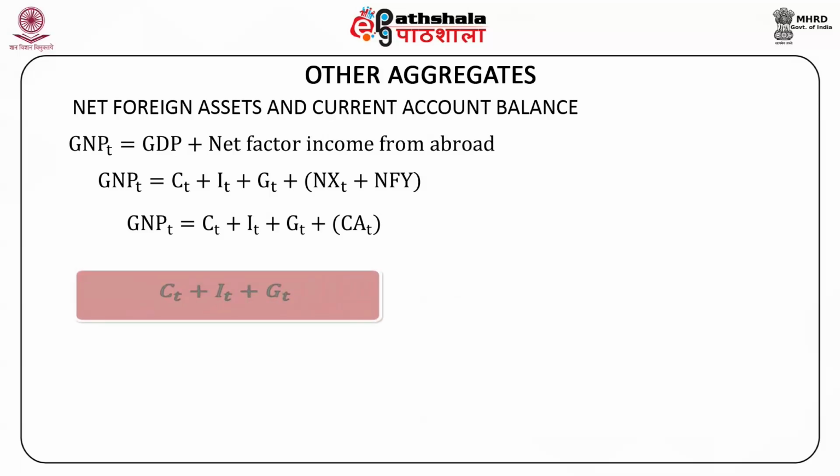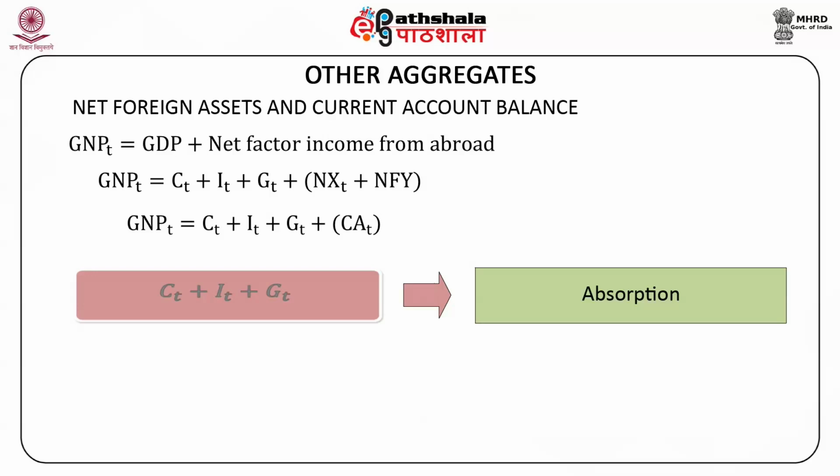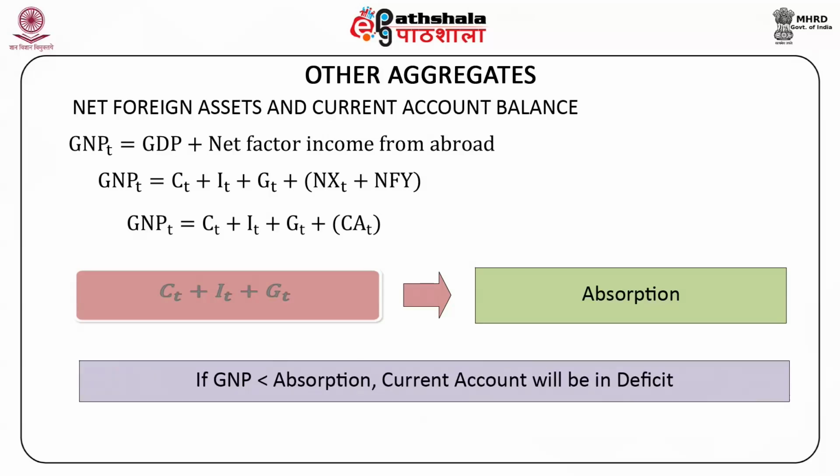This provides another interpretation of the GNP in terms of domestic spending for the consumption expenditure, investment expenditure, and government, referred to as absorption, and current account balance. If we take the absorption term to the left hand side, an important interpretation can be derived. For a country where GNP is less than absorption, the current account will be in situation of deficit.